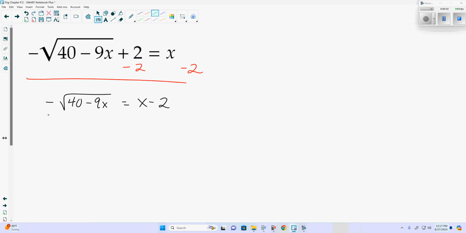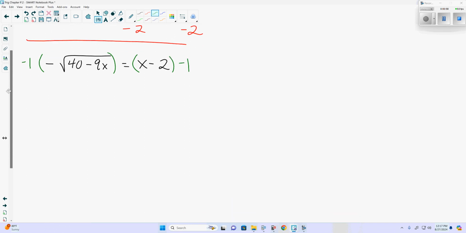Now at this point here, we do need the radical to be positive. So we can multiply by -1. We can divide everything by -1. Either way, it's going to do the same thing. So if we multiply our radical, the negative square root, by -1, we get the square root of 40 minus 9x is equal to, here we're going to distribute that negative. So the x is going to go from positive to negative, and the 2 is going to go from negative to positive. It is the radical by itself.